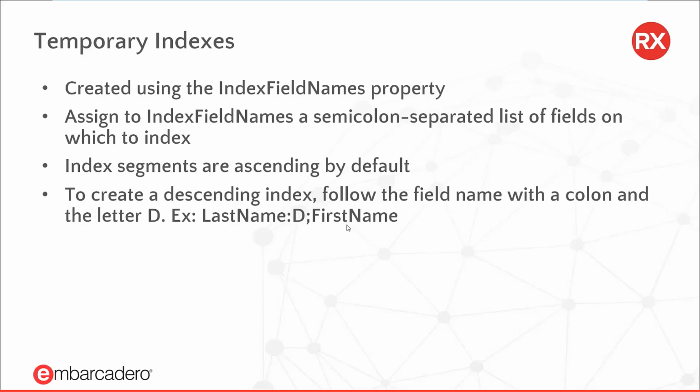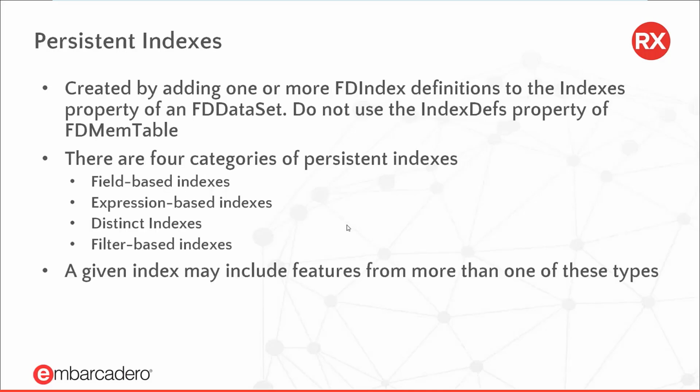And as you can see clearly here, if you want a multi-segment index, that is an index on multiple fields, you would separate those field names with a semicolon. Persistent indexes are ones that are defined with the FD index. It's actually the property is called indexes, and it can contain a collection of 0 or more FD index definitions. Now, this is where you have a lot of power in FireDAC.